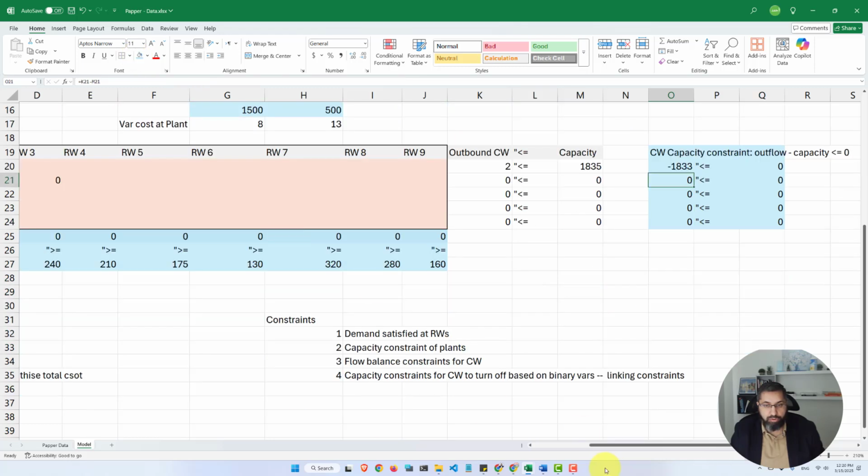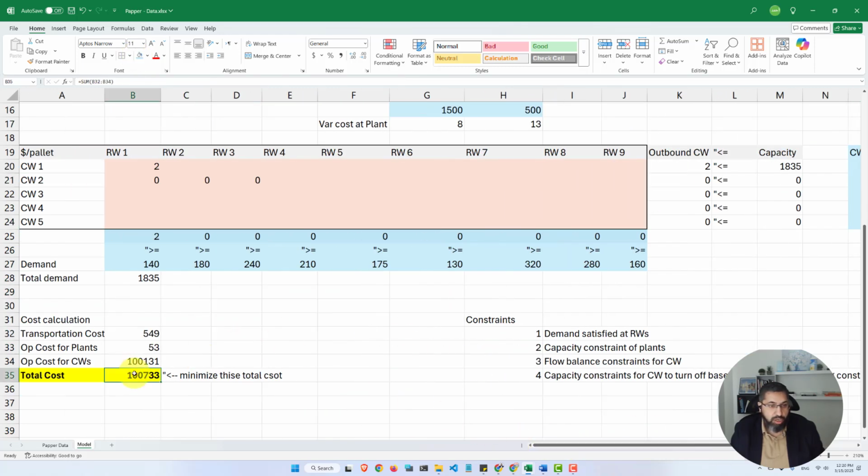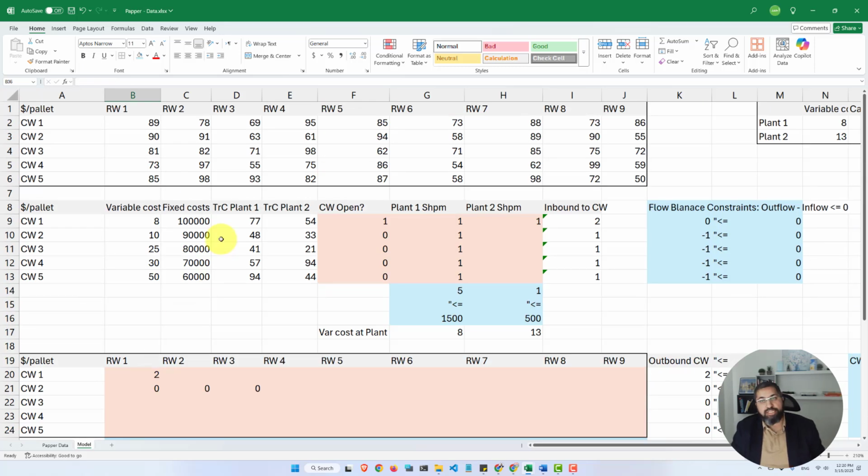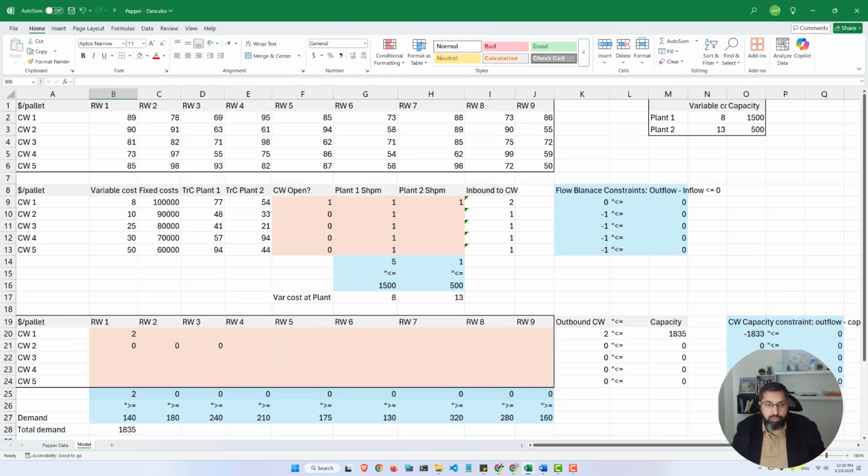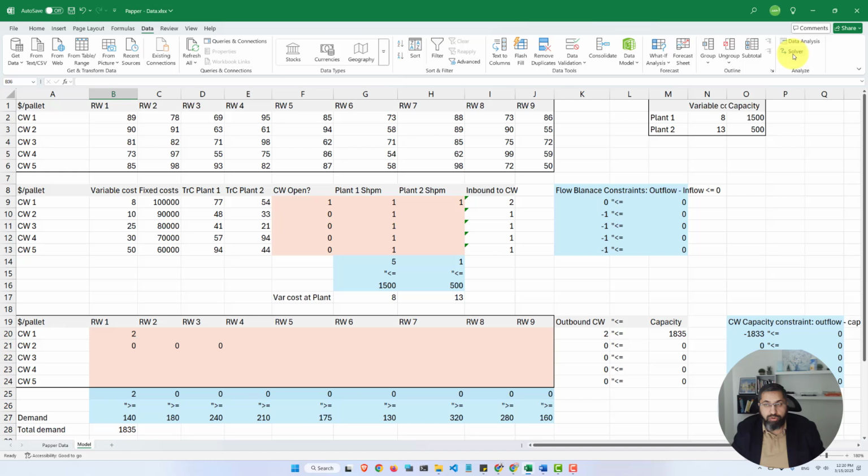So all these blues are going to be the constraints in Solver. This is my optimization, my total cost I have to optimize for. So let's set this up in Solver. Okay, this is my model. So if you go to data and you don't see Solver at the right, in Mac you're going to go to tools, add-ins, and you'll see a Solver add-in.